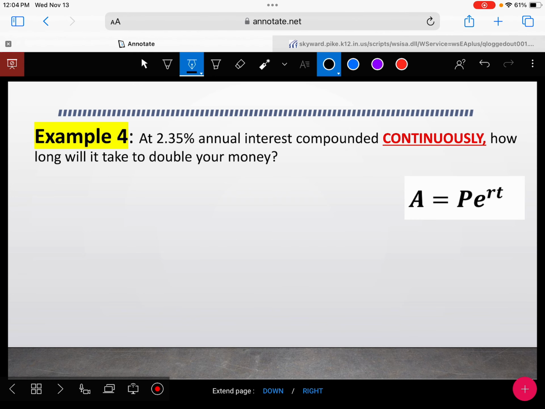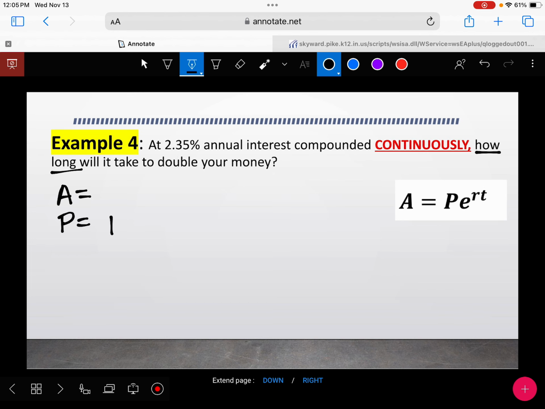Okay, so now it says we have 2.35% annual interest compounded continuously. Now it's asking us to find how long. So what variable are they asking us to find now? T. We're trying to find time. Notice that they did not tell us the start and the end. That's because it doesn't matter. It doesn't matter what you use to start. So I usually just use $1. If they don't tell me, then I'm going to say I started with $1.